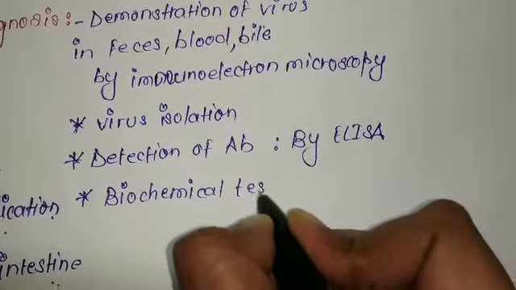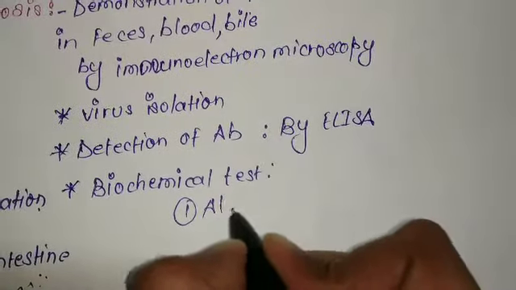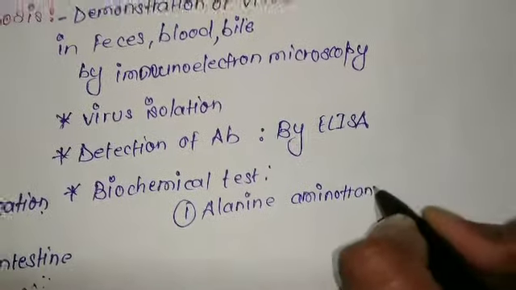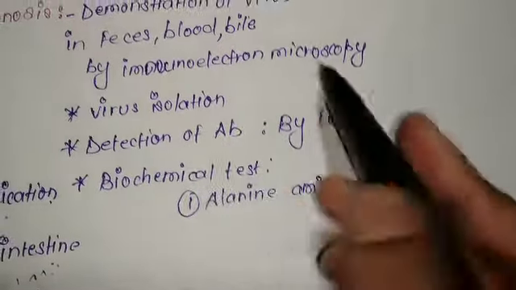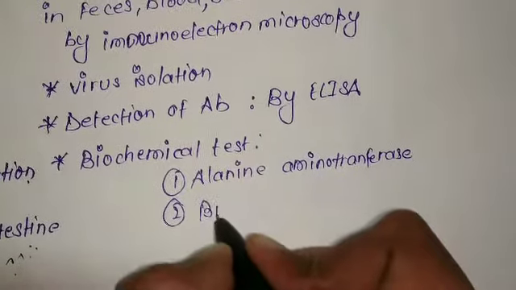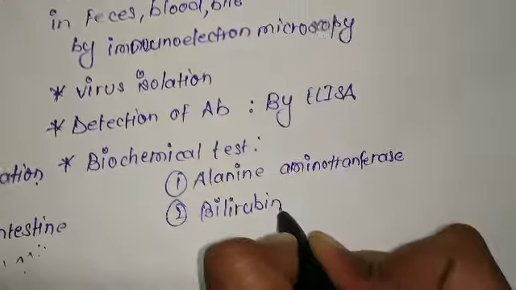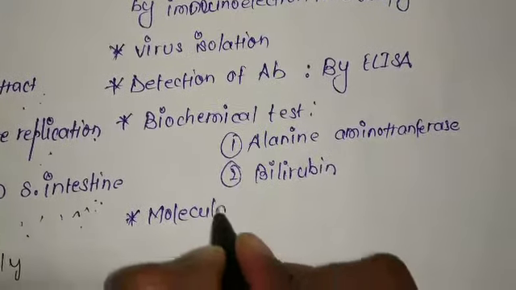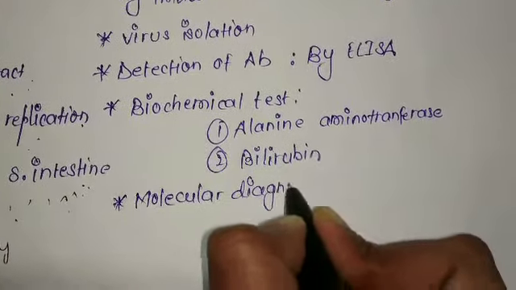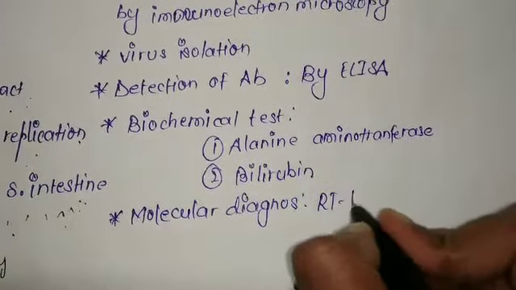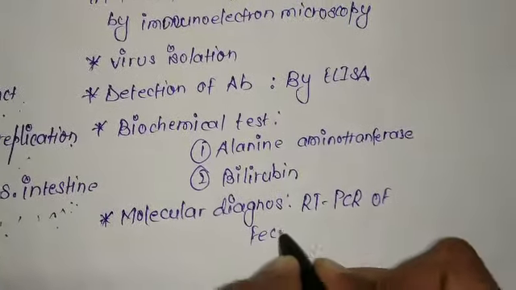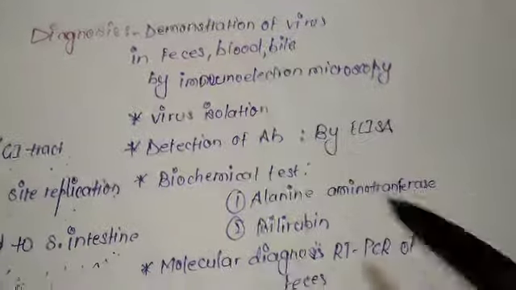Biochemical tests like alanine aminotransferase can be done to diagnose this virus. Second is bilirubin. And the last diagnosis is molecular diagnosis, in which, by using RT-PCR, the reverse transcriptase PCR technique, feces can be tested to diagnose this hepatitis A virus.